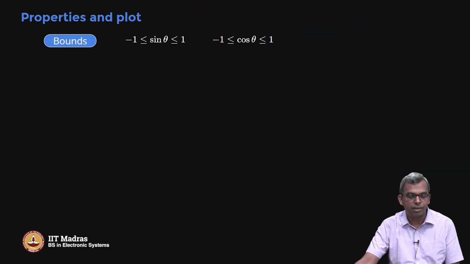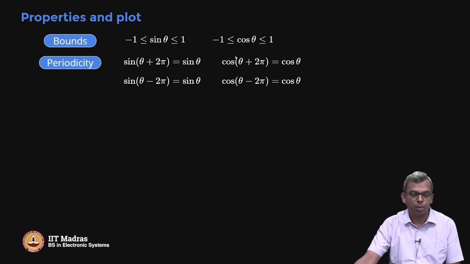Quick properties. I don't think the plot is going to come now. Plot will come a little bit later. Quick properties on the sine and cos. First thing is bounds. Whatever you do, sine theta is going to be between minus 1 and 1, and cos theta is going to be between minus 1 and 1. You can't exceed that. It's very obvious on the circle. The length is not going to be above that.